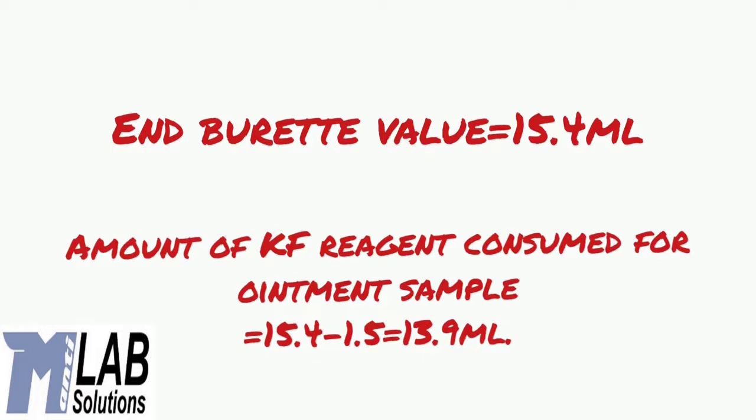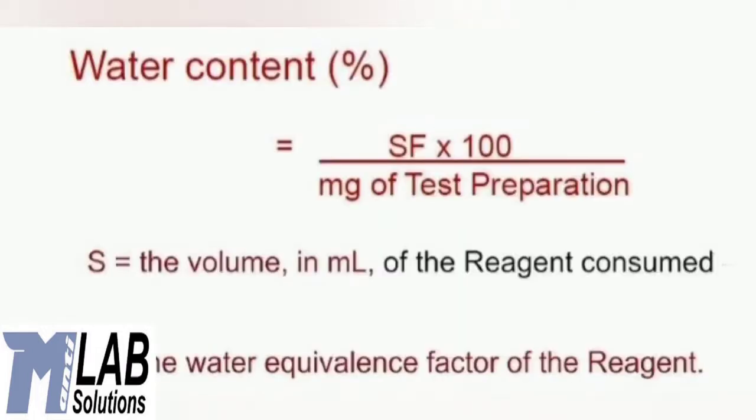and the initial readings. So the water content percent in the samples can be calculated by using the formula SF into 100 by mg of test preparation, where S stands for the volume of the KF reagent that has been consumed during the titration, and F is the water equivalence factor of the reagent.